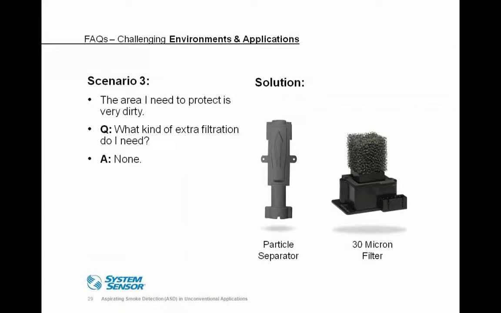As the sampled air comes into the detector, the first stage it hits is the particle separator. Any large particulates, dust, or debris get filtered by the particle separator and exhausted right back into the space via the exhaust tube. Anything smaller will then travel up the center channel, out of that particle separator, to our next stage of filtration, which is our 30-micron filter, the one on the right.